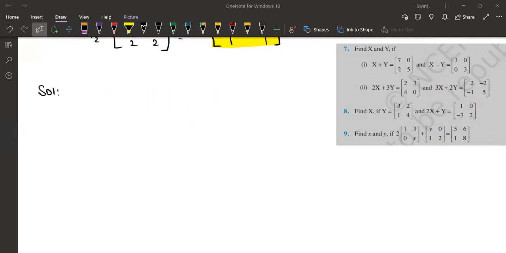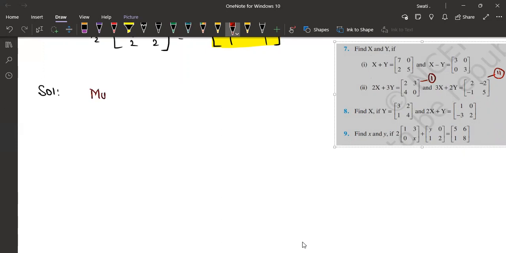Okay, so what I'm going to do is, this is very simple. Just treat this as a linear equation. So you have 2x plus 3y. Let us put this as equation 1. Let us put this as equation 2. But I'm going to do something with these two equations.